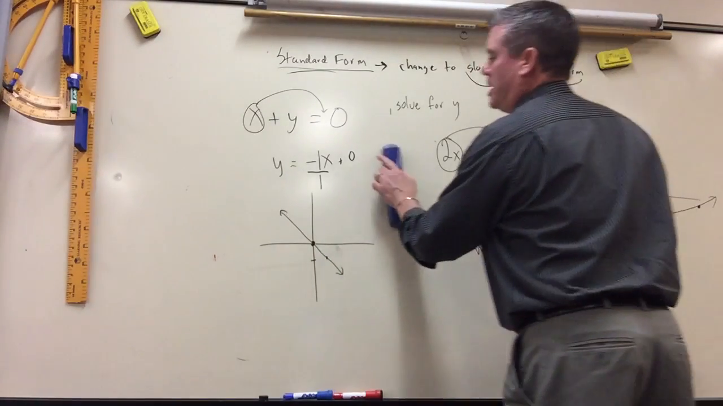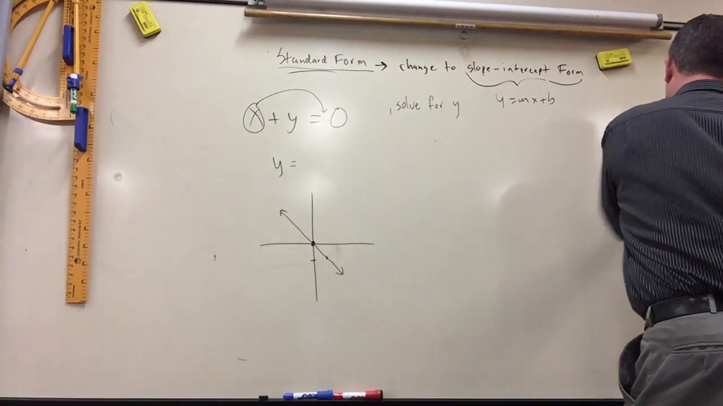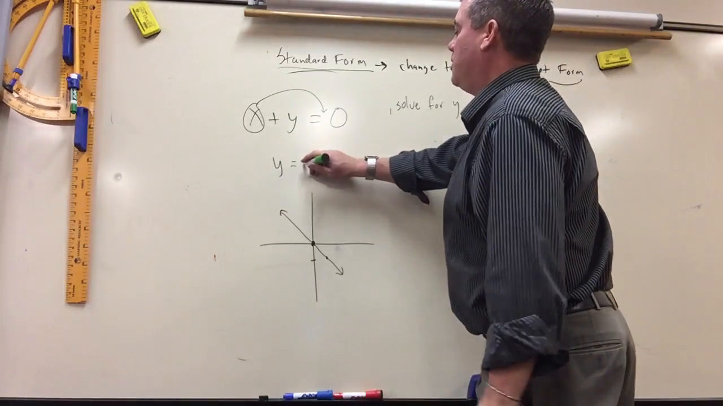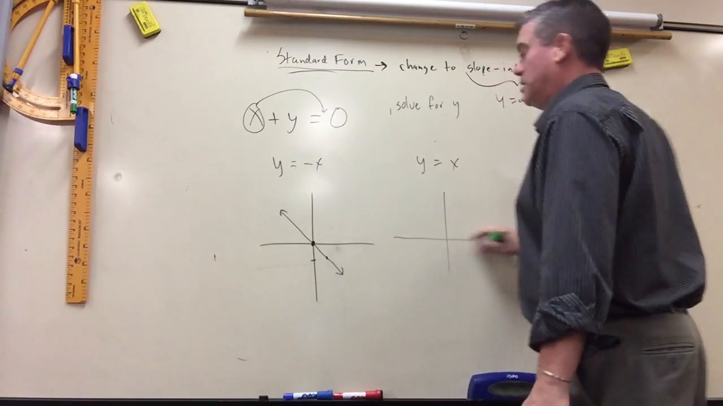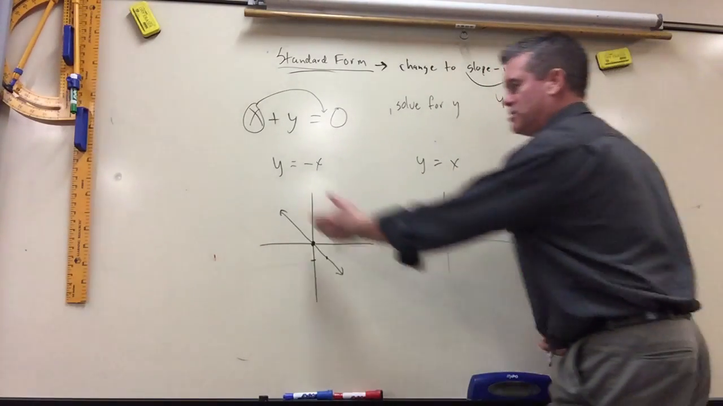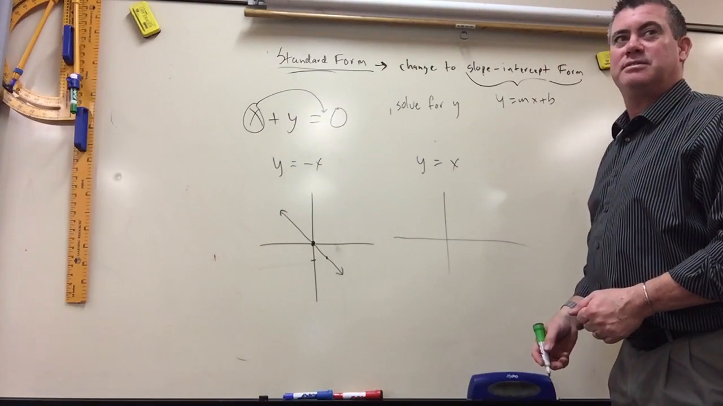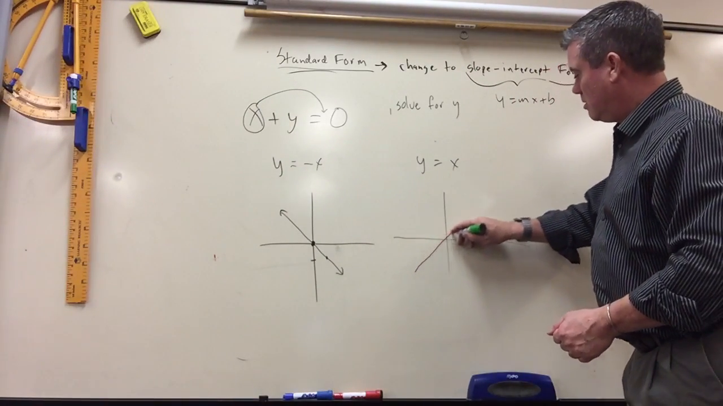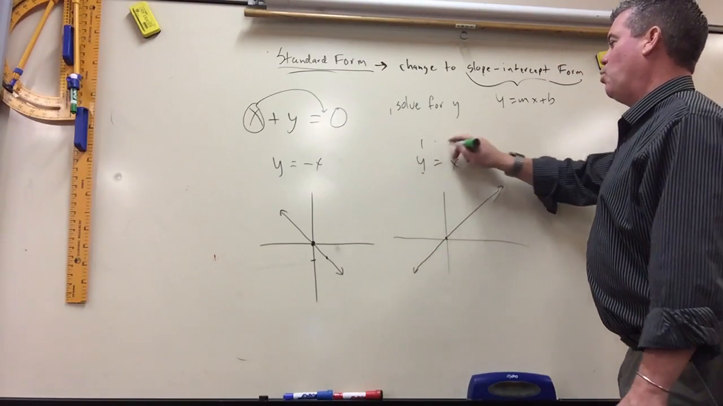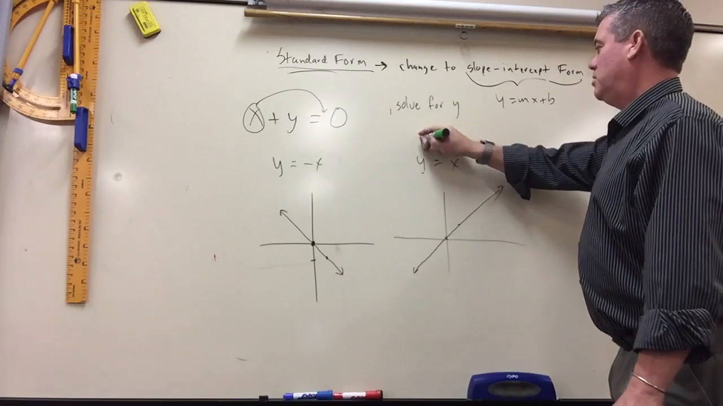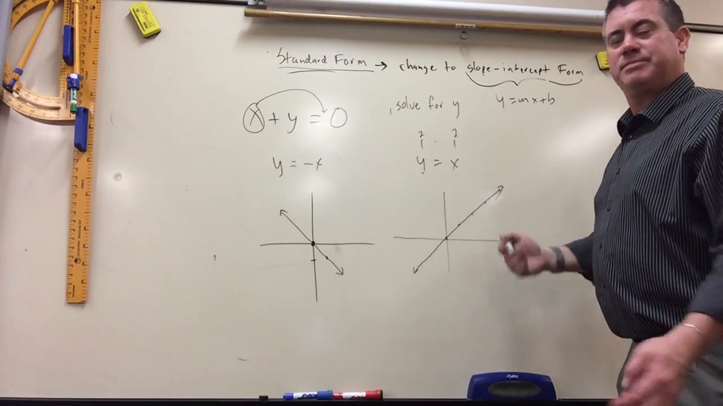Just a shortcut for you, because we eventually will see these a lot. We'll see y equals negative x and y equals positive x. Y equals negative x is the 45 going down this way. Y equals x goes this way. Because it'd be 1, 1, 2, 2, 3, 3, 4, 4. Okay?